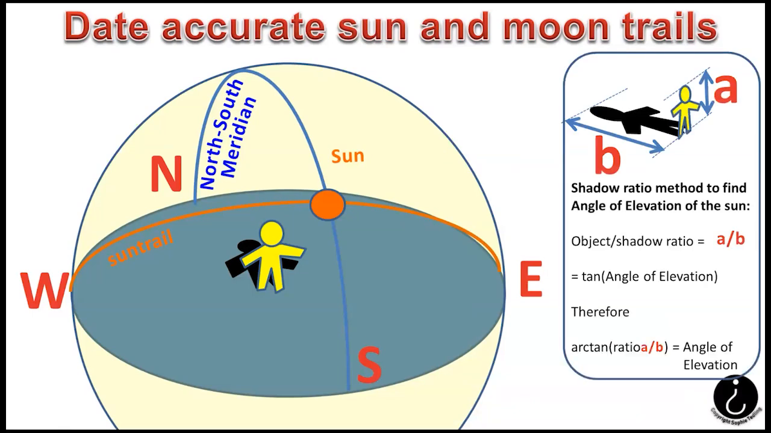There is even a shadow method, which Nick demonstrates, where if the object that's casting the shadow and the shadow are in the same image, then you can work out the angle of elevation of the sun. But I have to say, trying that in practice, you need those two to be at right angles to you. So I've had a go at that. I wasn't massively accurate, but I think Nick is the master of it.